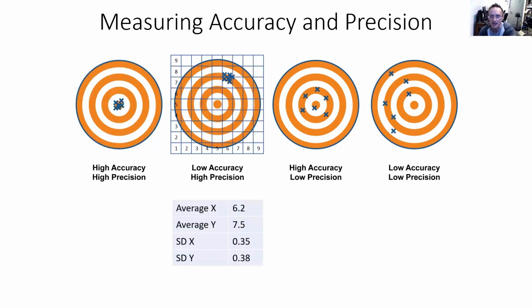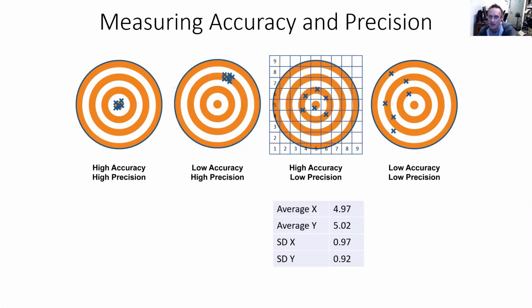What about this data? Again, if we measure the average of the X and Y locations of all of the gaze samples, we see that it's nowhere near 5,5. It's more like 6,7.5 or something. But if we measure the standard deviation, in other words the average distance of all of these crosses from their average location, these values are still nice and low. So again, we can put numbers on this. We can say this data is precise, and this data is inaccurate.